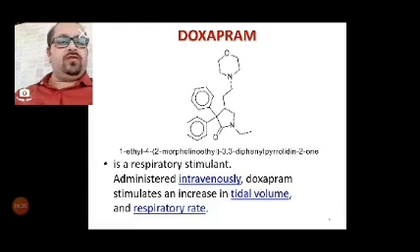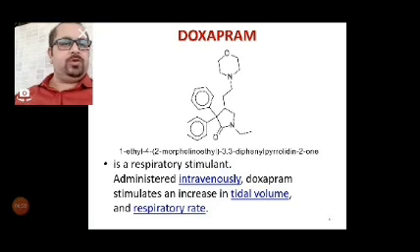2-morpholino-ethyl. 4-yl means attachment to the pyrrolidine at the 4 position. That's why 1-ethyl-4 indicates the attachment to the pyrrolidine ring. 2-morpholino-ethyl, 3,3-diphenyl. 3,3 means diphenyl substitution at the 3 position, and the basic nucleus is a pyrrolidin-2-one.